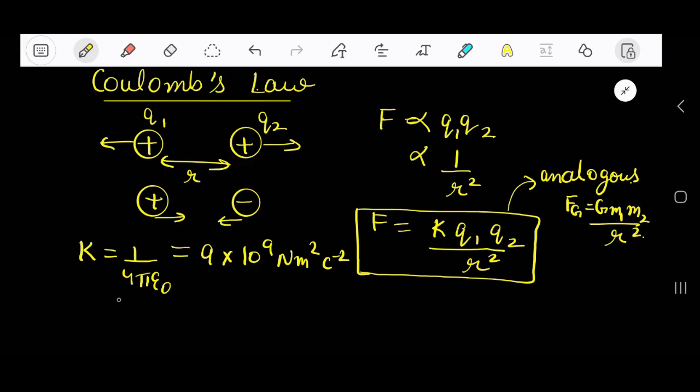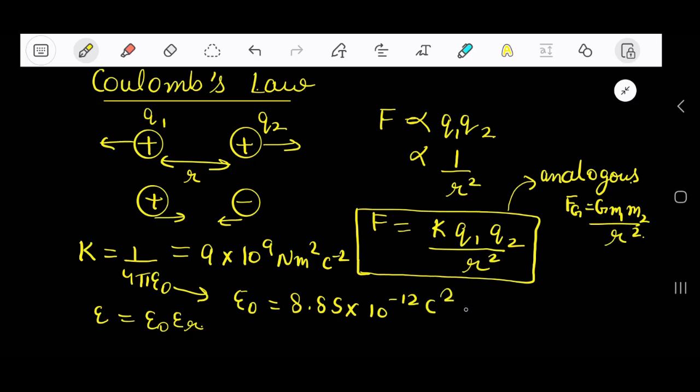If we change the medium, then we'll be writing epsilon equals epsilon naught epsilon r, where epsilon naught is the absolute electric permittivity and epsilon r is the relative permittivity. This epsilon naught value is 8.85 into 10 raised to power minus 12 Coulomb square Newton inverse meter inverse square. So this is the value of epsilon naught.